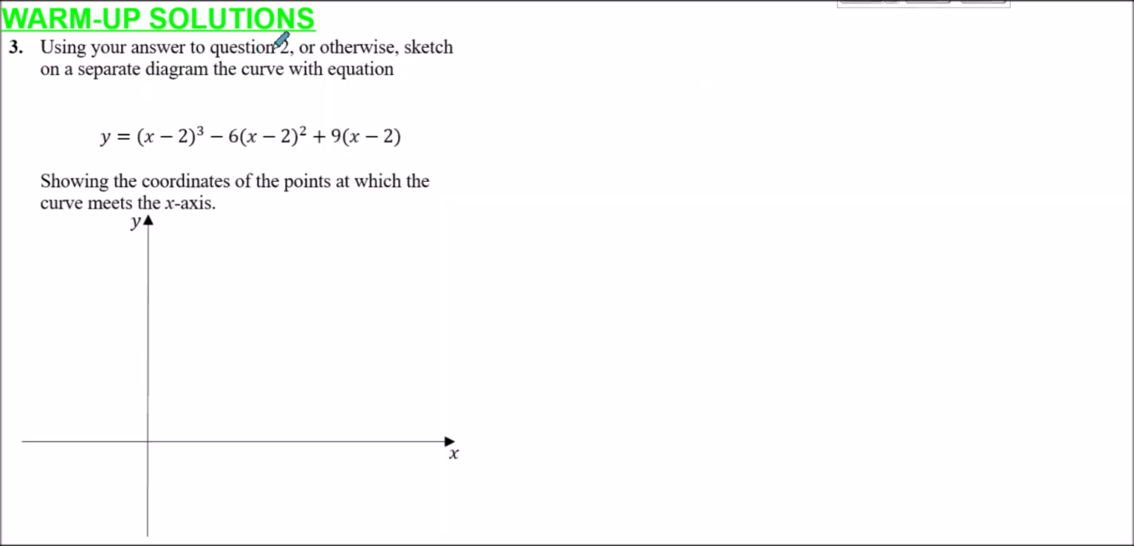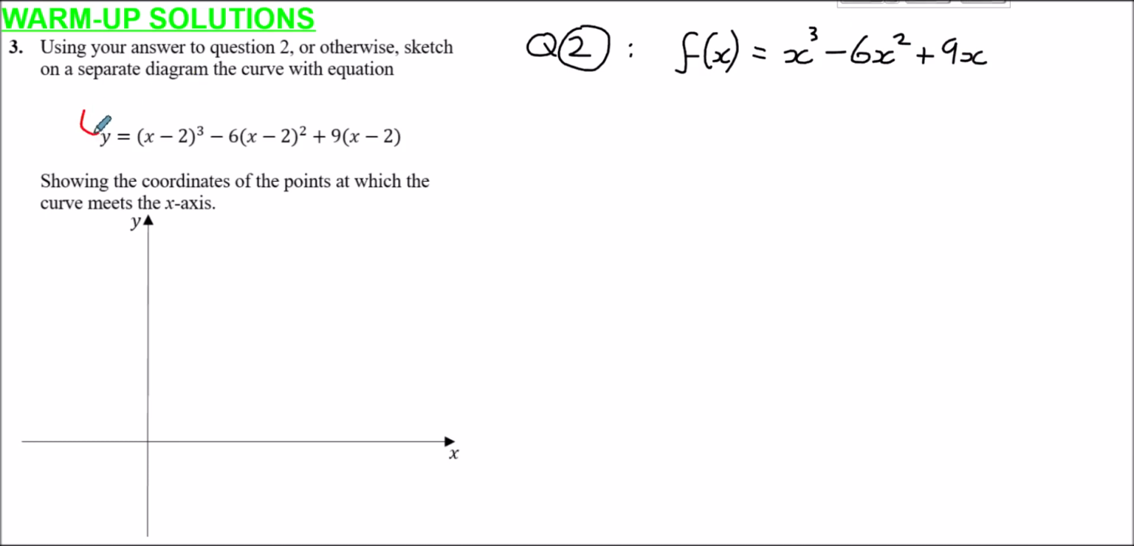Question 3, I'm going to use our answer to question 2 to help us. From question 2, we had y, which I'm going to call f of x, which was x cubed minus 6x squared plus 9x. Whereas here, if I call this function something else, we can then compare f of x to this one.